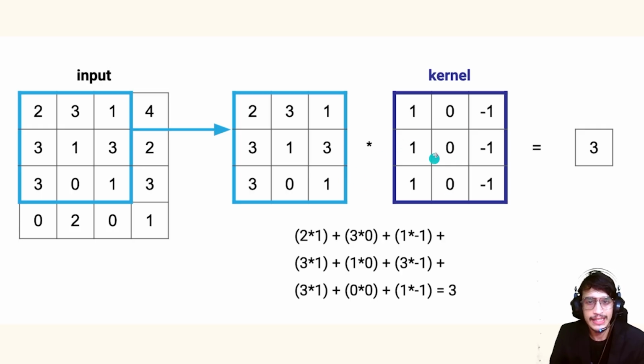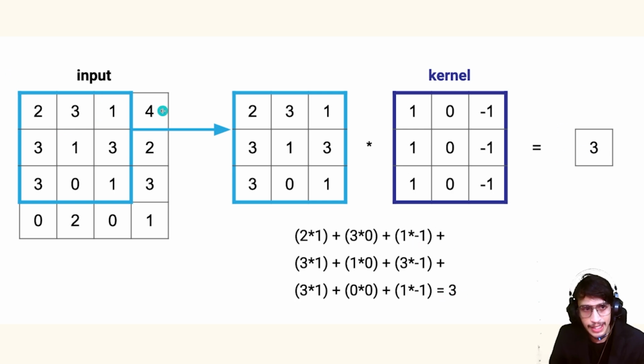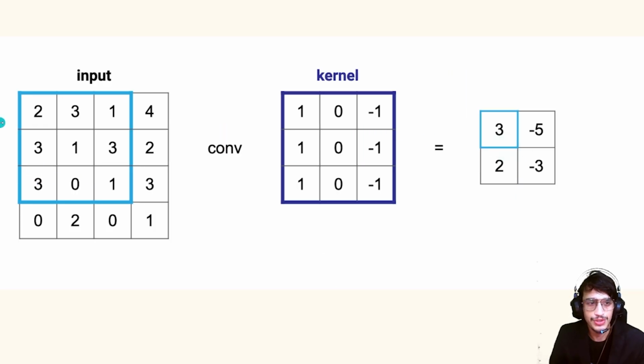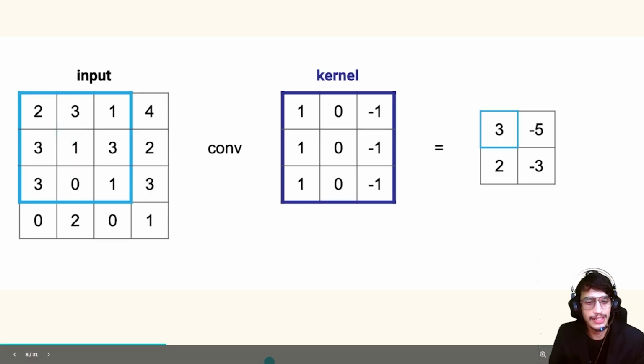So here in the 3 by 3 kernel, what they do is 1 is multiplied by 2, and 3 is multiplied by 0. You just multiply each value and then add, like 2 times 1 is 2, 3 times 0 is 0, 1 into minus 1 is minus 1. So it just multiplies and adds, and then we receive a value 3. Like this, when the kernel moves ahead, it gives one value, then when it moves down, another value, and so while moving this kernel, we get the values 3, minus 5, 2, minus 3. So this is how our kernel works.